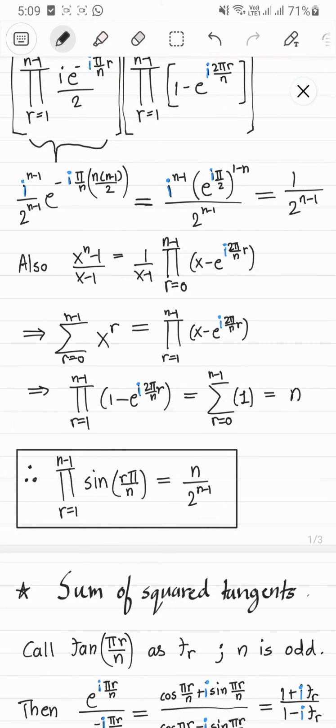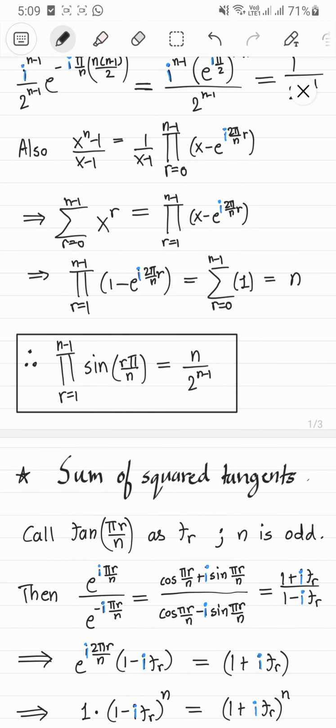So we'll be proving these two identities. The first is that the product from r equal to 1 till n minus 1 of sine of r pi upon n is n upon 2 to the power n minus 1. So it's basically sine of pi upon n, sine of 2 pi upon n, sine of 3 pi upon n, all the way till sine of (n minus 1) pi upon n, that will be n upon 2 to the power n minus 1. So this involves complex numbers.